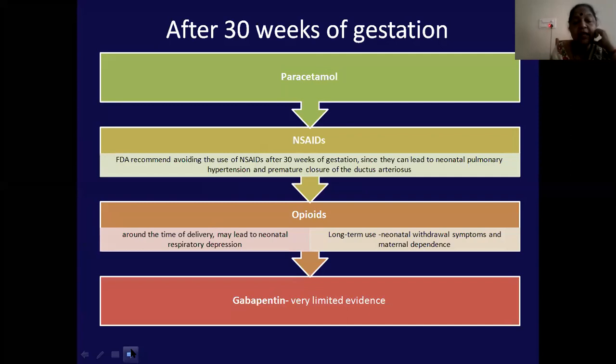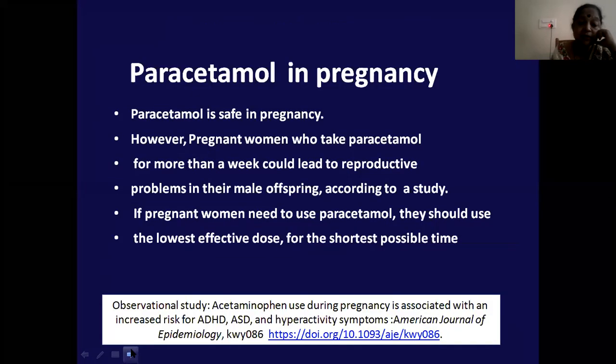Opioids around the time of delivery, labor analgesia, can lead to neonatal respiratory depression. So you should not use opioids. And long-term use can also lead to neonatal withdrawal symptoms and maternal dependence. So you should be very, very careful whenever you are writing any opioids. Gabapentin, of course, has very limited evidence. As I said about the paracetamol, we always say that everything is safe, but if the woman takes paracetamol for more than 1 week, it can lead to reproductive problems in their male offspring, according to various studies. So pregnant women need to use paracetamol at the lowest effective dose and for the shortest possible time.